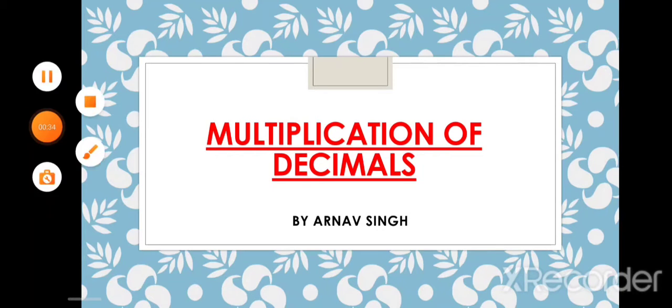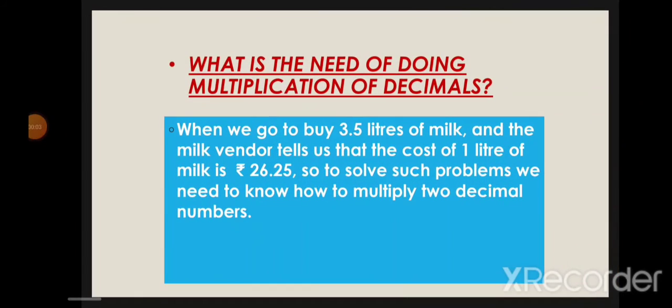So let's start. First of all, I will talk about what is the need of doing multiplication of decimals. To explain this concept, I will be taking an example. When we go to a milk shop to buy 3.5 liters of milk, and the milk vendor says that the cost of 1 liter of milk is rupees 26.25, to solve such problems, we need to know how to multiply two decimal numbers.